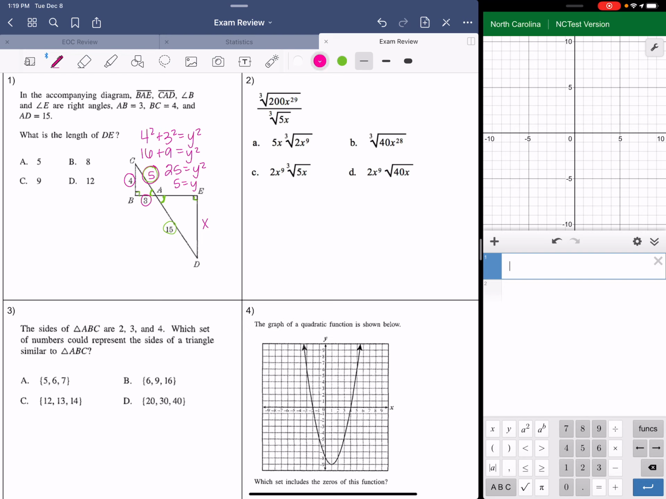So if that's the case, 5 times 3 is 15. The shorter leg, which is 3, times 3 is 9. And 4, the longer leg, times 3 is 12.